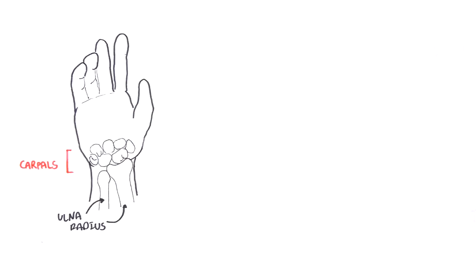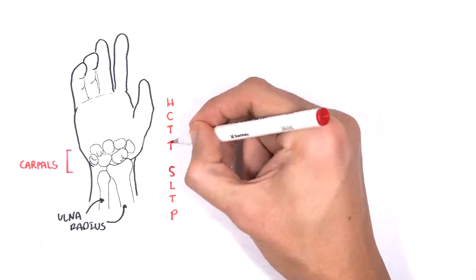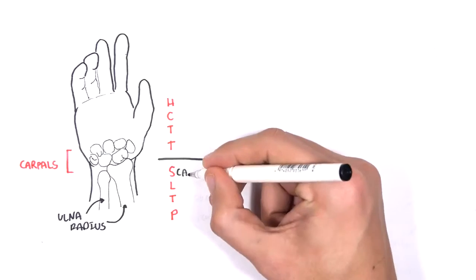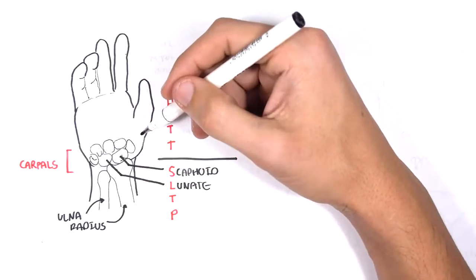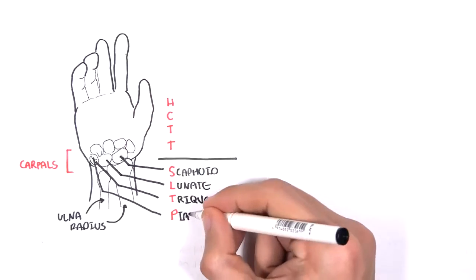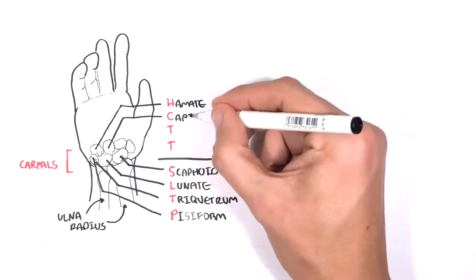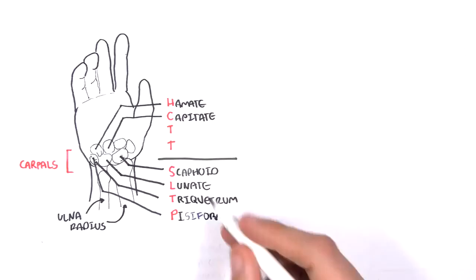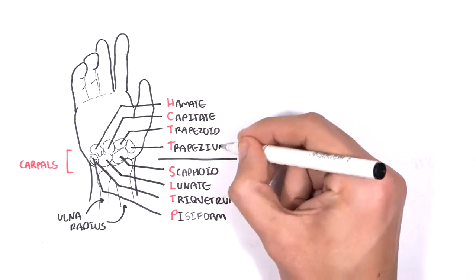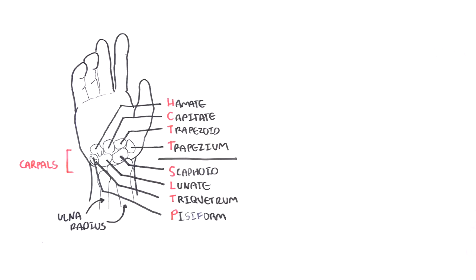You can remember the 8 carpal bones by starting at the thumb and moving around in a clockwise motion. And remember this saying, so long to pinky, here comes the thumb. So S is for scaphoid, L for lunate, T for triquetrum, P for pisiform. Moving up, H is for hamate, C for capitate, and then trapezoid, and then trapezium. So again, so long to pinky, here comes the thumb.